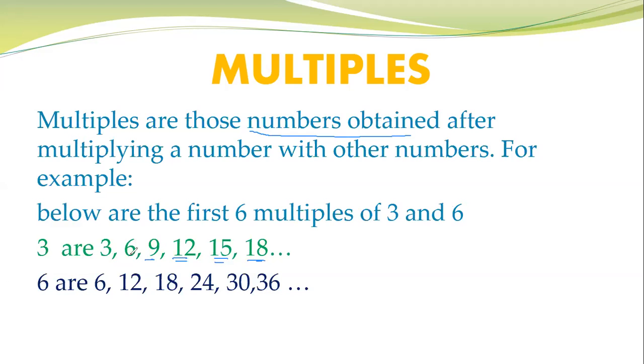Then the first 6 multiples of 6 are 6, which is 6 times 1; 6 times 2, 12; 6 times 3, 18; 6 times 4, 24; 6 times 5, 30; 6 times 6, 36. So those are the first multiples of 3 and 6.